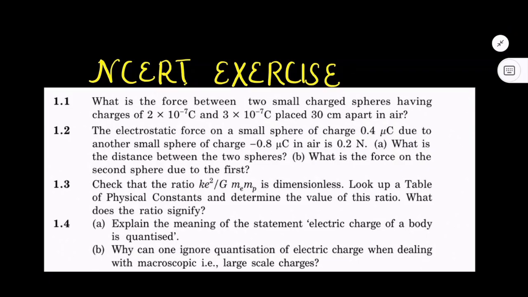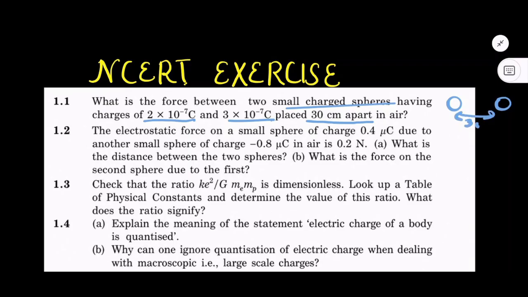So in today's lecture, we'll be doing some NCERT exercise questions of chapter 1. So the question number 1 is, what is the force between two small charged spheres having charges of this and this placed 30 centimeter apart in air? So we are having two charged spheres and they are at some distance, 30 centimeter, from each other.